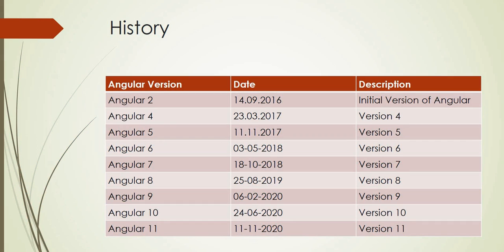After Angular 2, all the versions released by Google are based on the same architecture but released with a little bit of addition and improvement. The latest version of Angular is Angular 11, which was released on 11/11/2020.